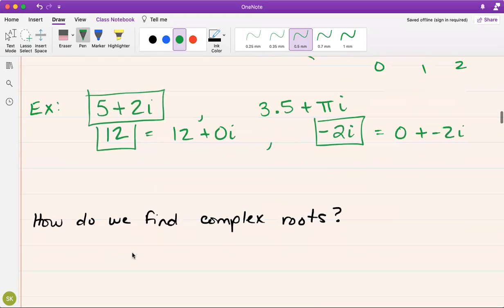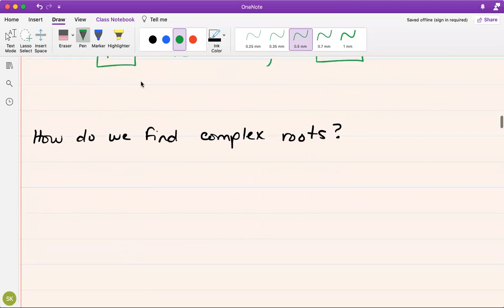Okay, so the next topic is, I mentioned that we've been studying real roots. We're going to start talking about complex roots. And complex roots exist with quadratic functions that don't cross the x-axis. So how do we find complex roots? Let me give you an example of a function that has complex roots.